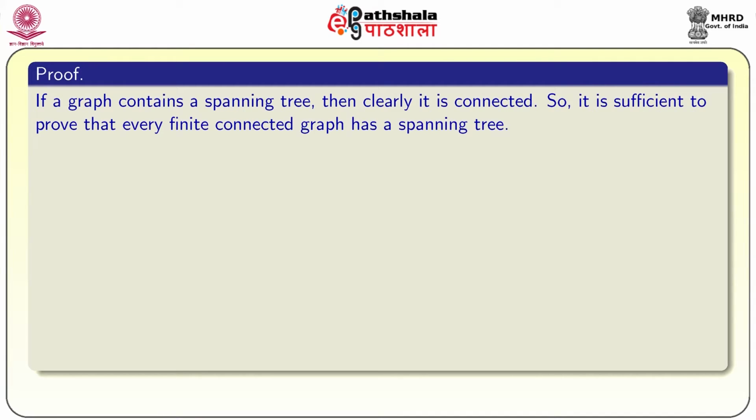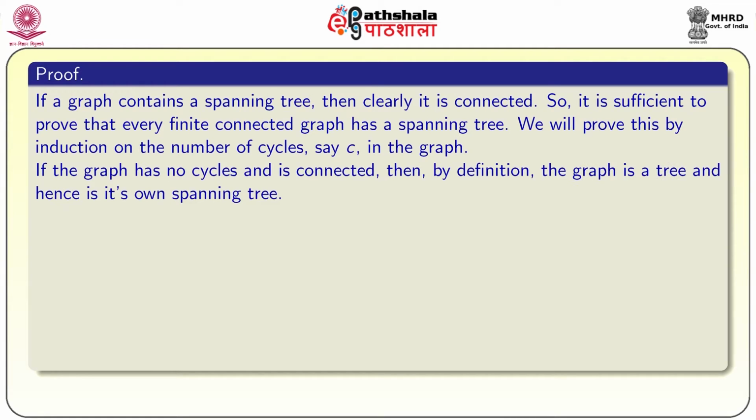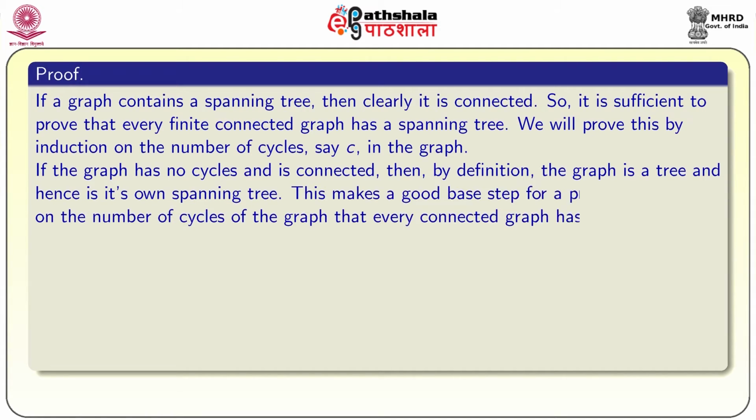So, it is sufficient to prove that every finite connected graph has a spanning tree. We will prove this by induction on the number of cycles, say C, in the graph. If a graph has no cycles and it is connected, then by definition the graph is a tree, and hence it is its own spanning tree. This makes a good base step for the proof.